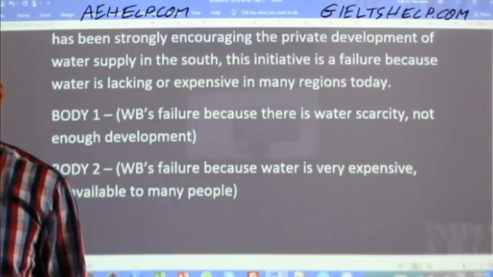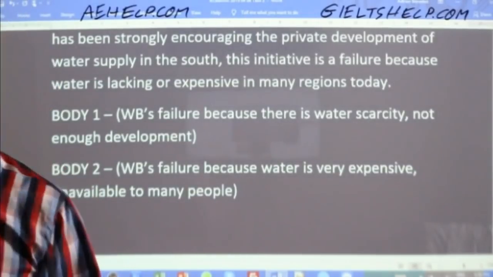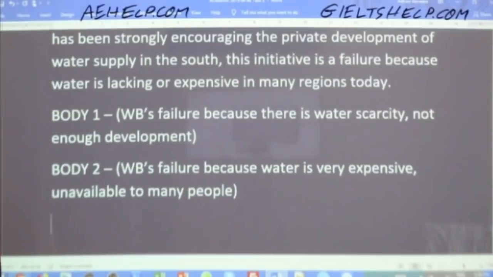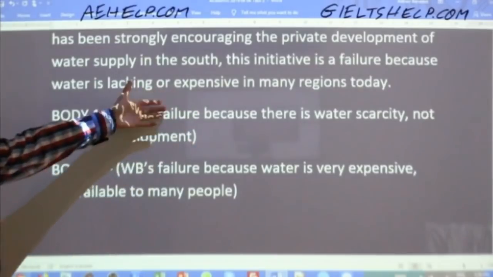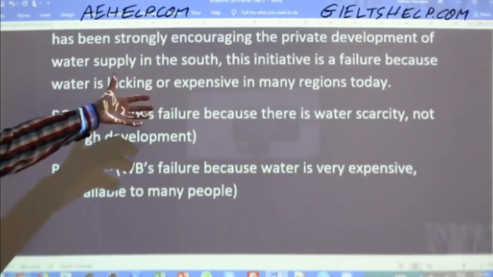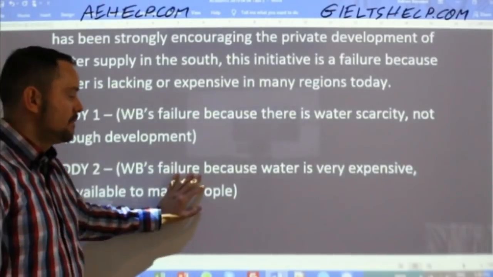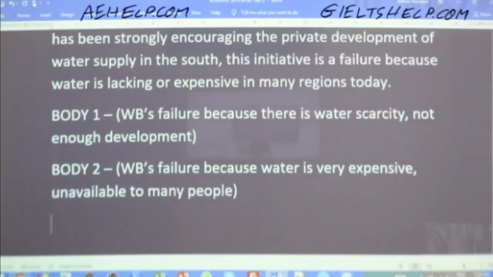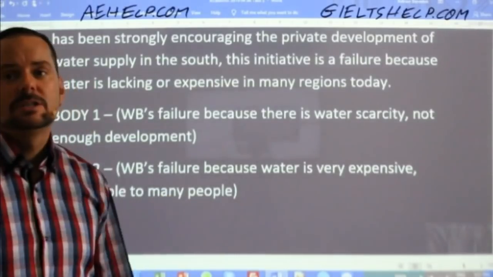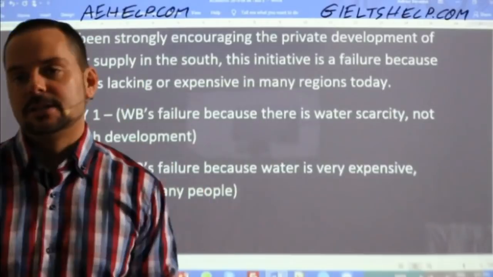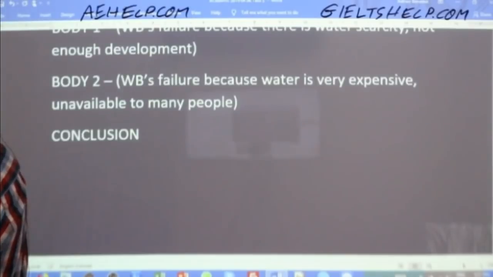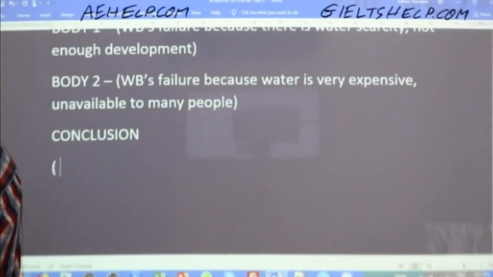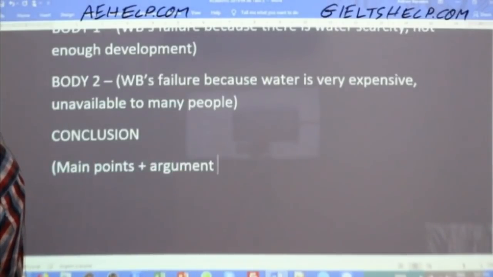Okay, so that's your body paragraph 1, body paragraph 2. Okay, and it's the same steps, students. So topic sentence, explanation, example, connecting sentence. Okay, same thing for body paragraph 2. Topic sentence, explanation, example. You don't need the connecting sentence in that case, okay? And then conclusion. All right, in the conclusion, you want to have your main points plus argument plus message.